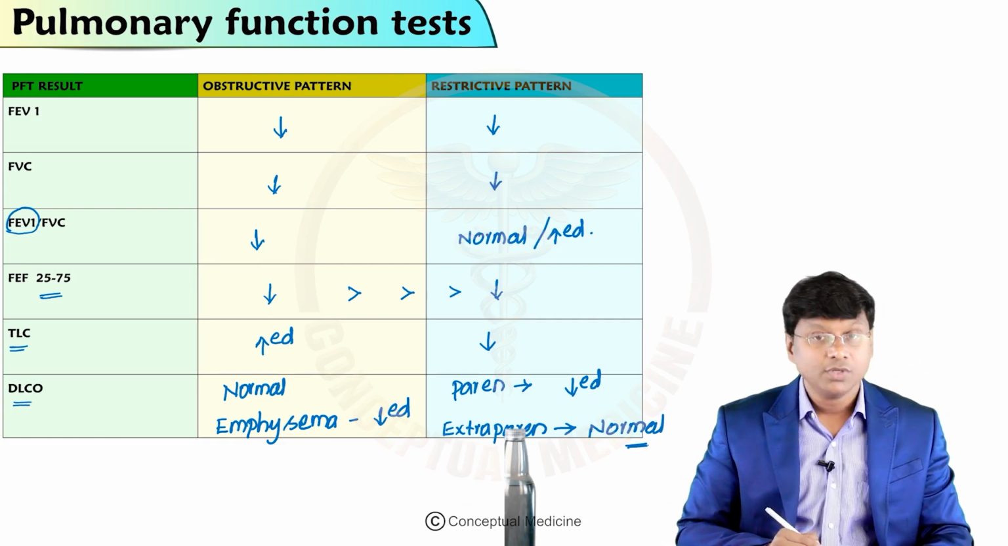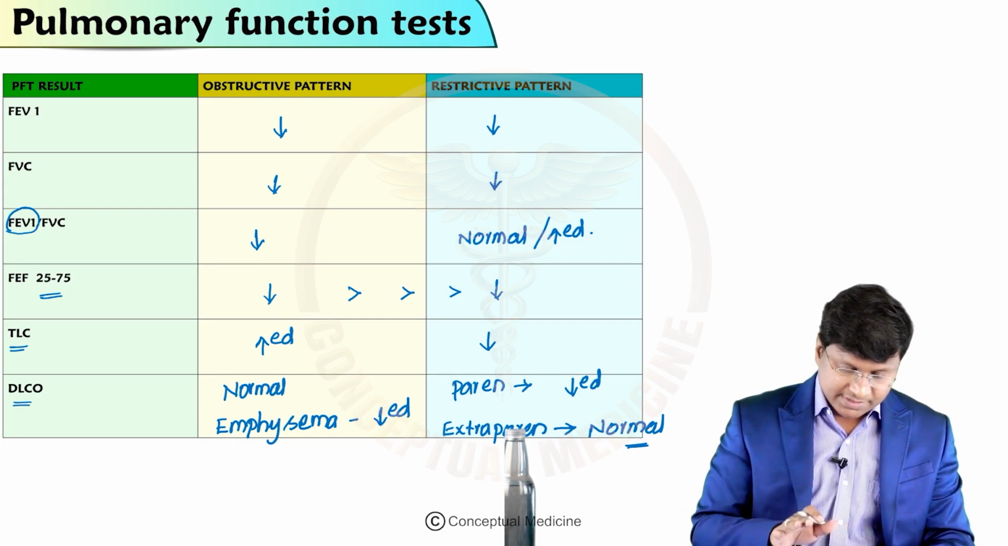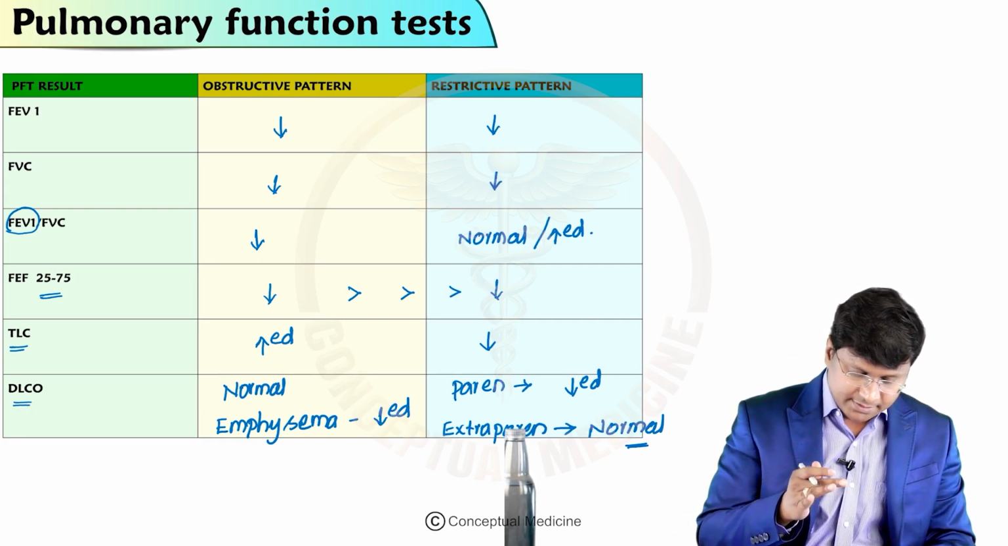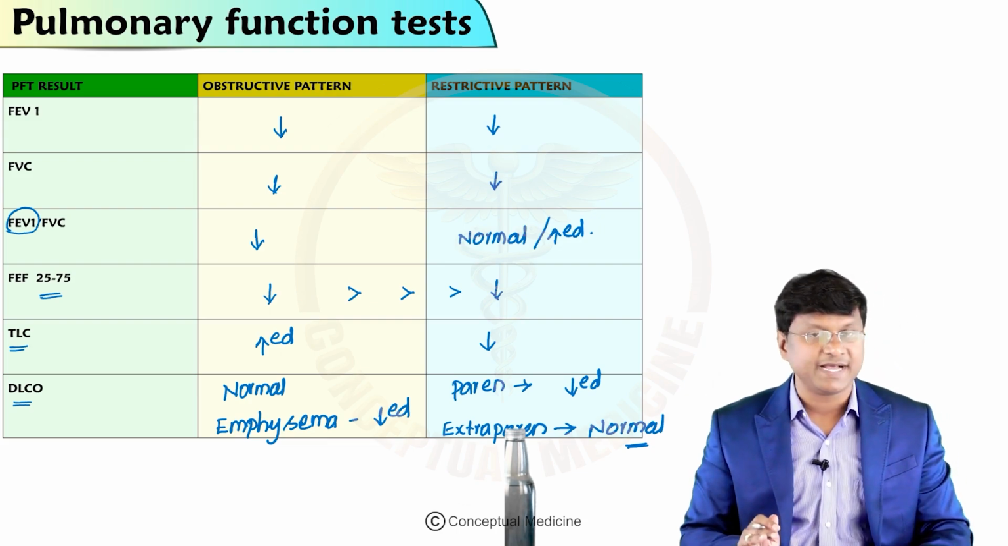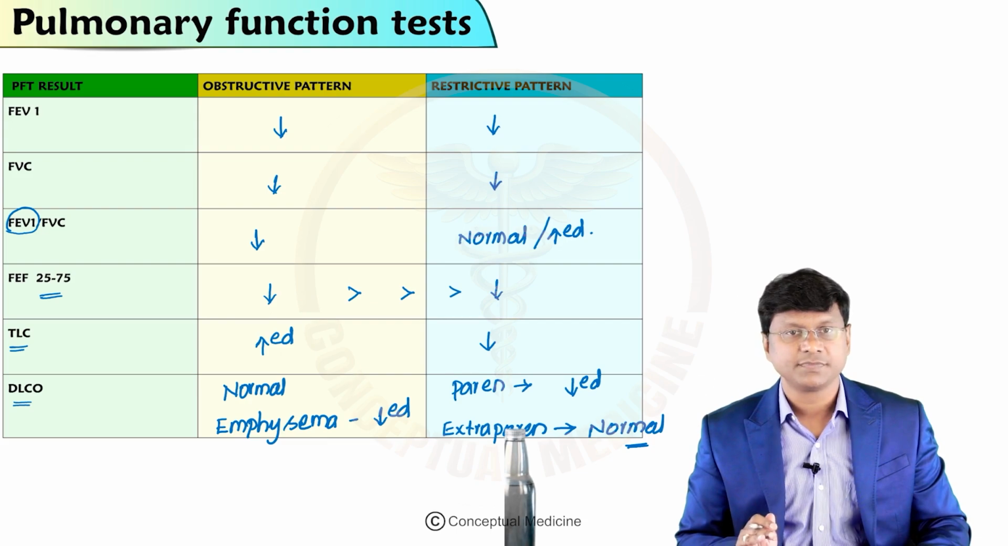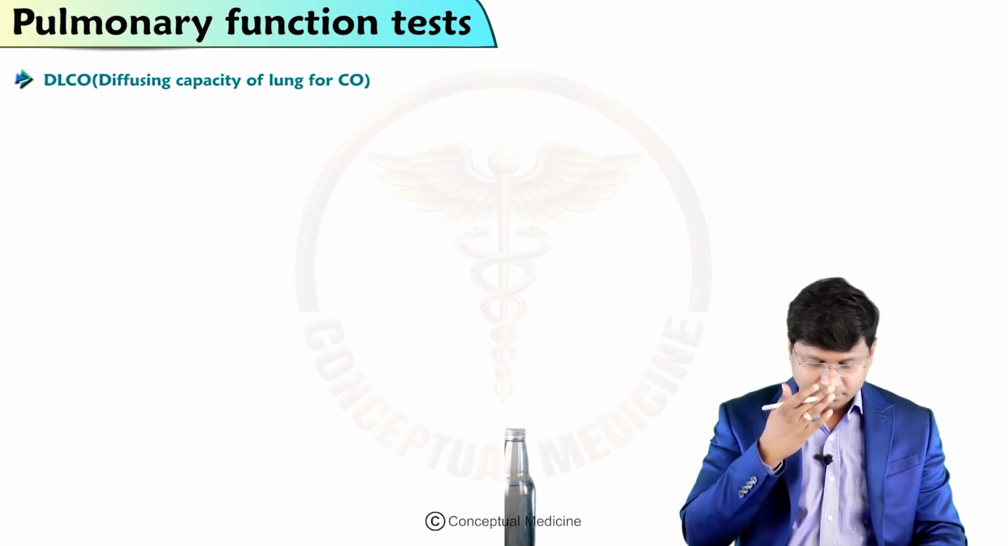Right, the DLCO will be normal in extraparenchymal. Okay, so these are the differences between the obstructive as well as restrictive lung diseases in the various parameters of the pulmonary function test. Now let me discuss in detail about the DLCO.